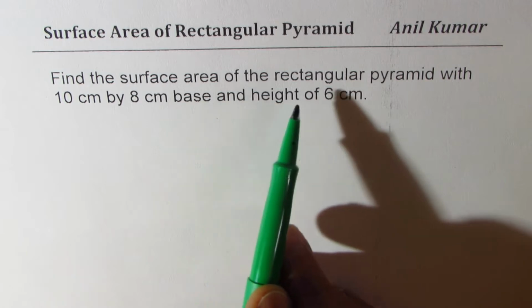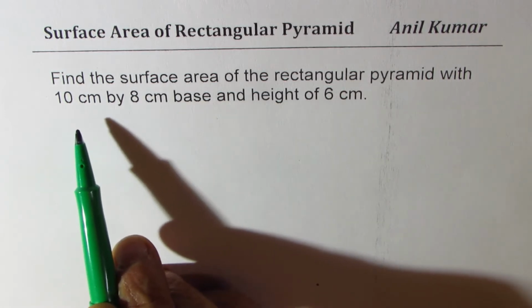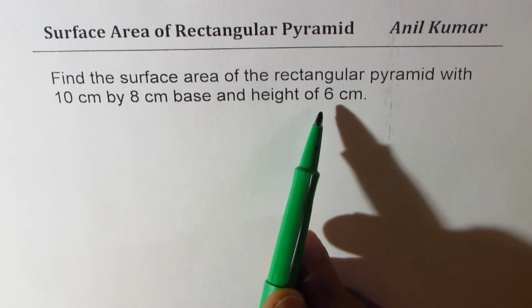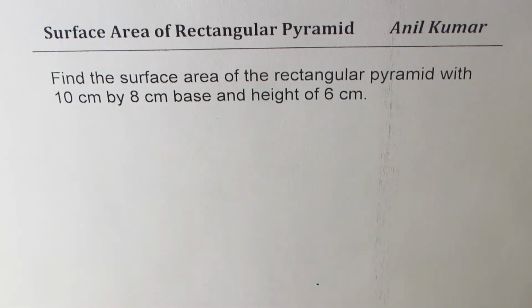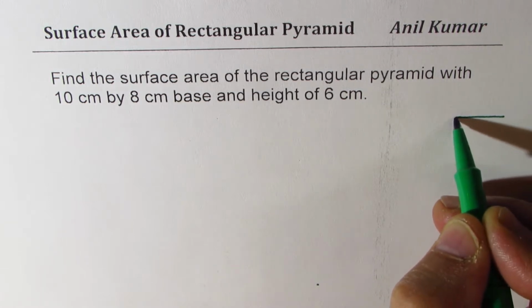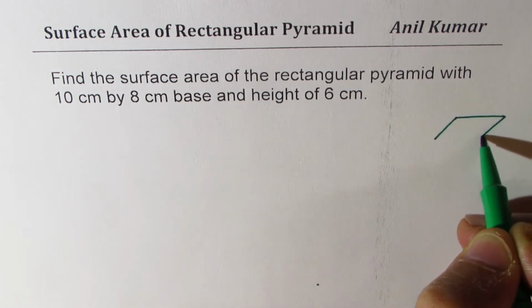Find the surface area of a rectangular pyramid with 10 centimeter by 8 centimeter base and height of 6 centimeters. Now let's try to sketch this first and then we'll get into details. So I'll make a small sketch.